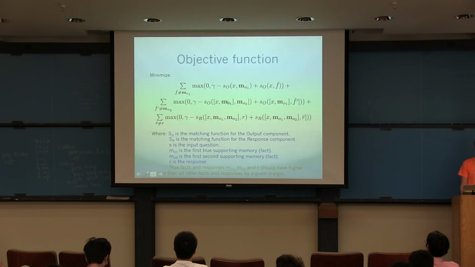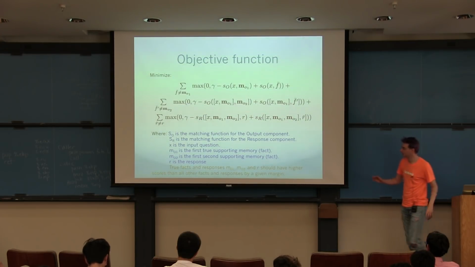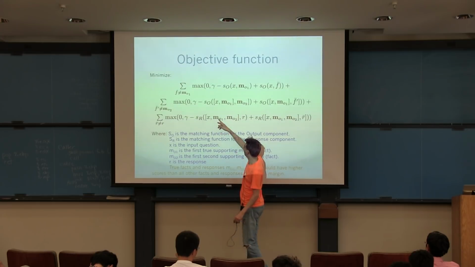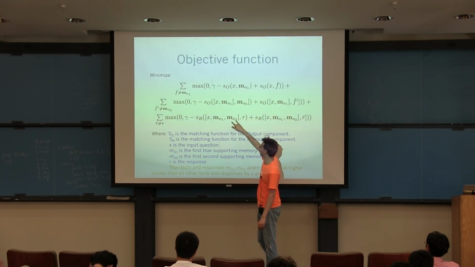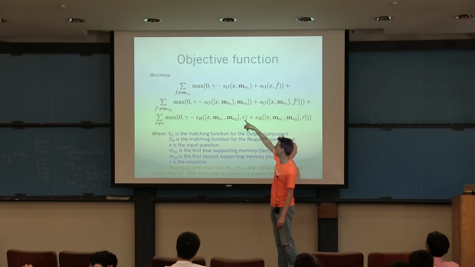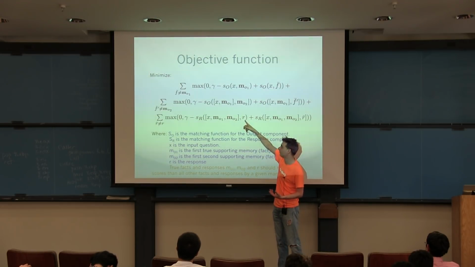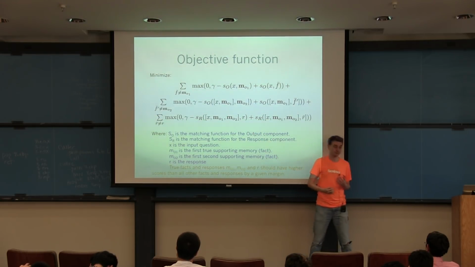And then the same thing on the second line, except you have the supporting fact from the first hop. So MO1 is now in the first argument of the function. So it's conditional with the question, and the second fact is the thing that you're matching with. And then the final line takes all three, the two supporting facts and the question, and it's doing the matching function against the possible response word, so all the words in your dictionary.